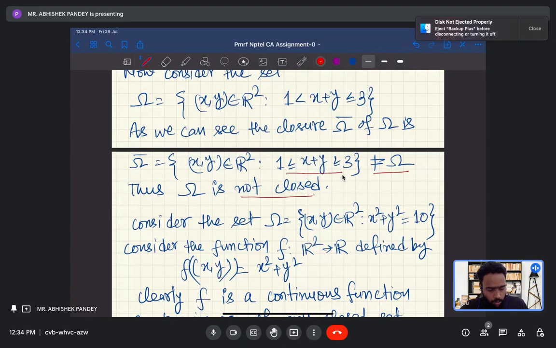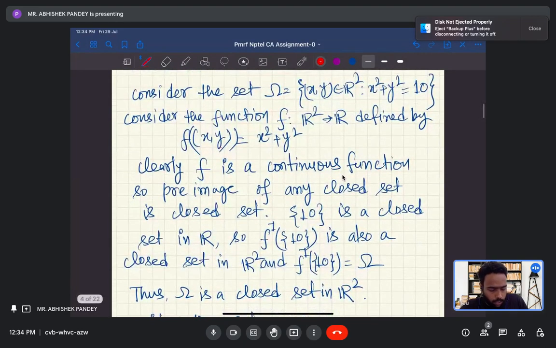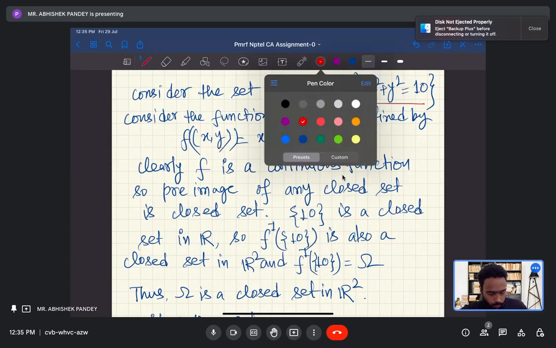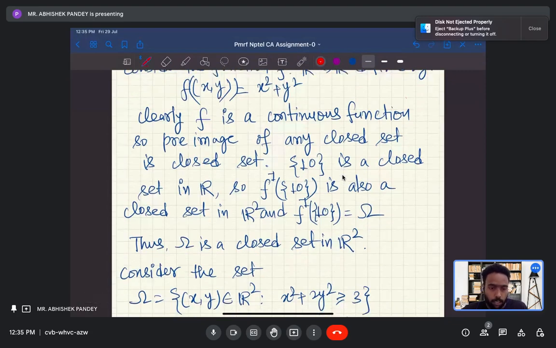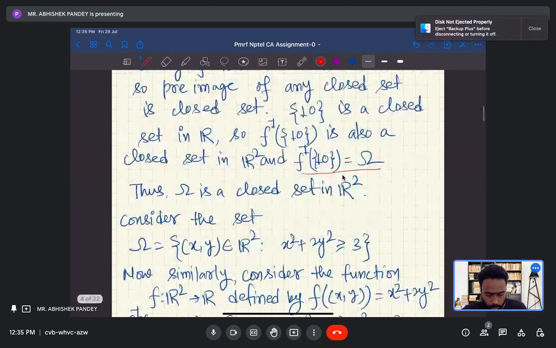Now consider the next option. Consider the set x square plus y square equals 10. Basically, we are going to use that under a continuous function, the inverse image of every closed set is a closed set. So consider the function f of (x, y) equals x square plus y square. Clearly, this function is continuous, so the pre-image of any closed set is a closed set. Consider the pre-image of the singleton 10. As the singleton 10 is a closed set, its pre-image is also a closed set. And this pre-image is nothing but the set omega in R2. Thus, omega is a closed set in R2.